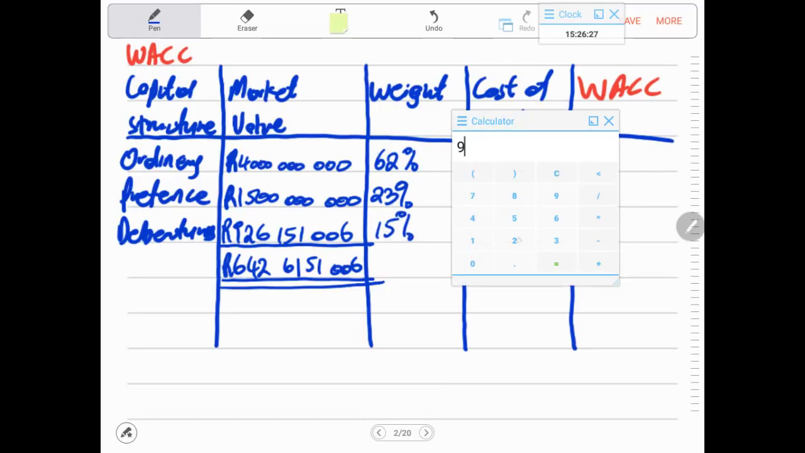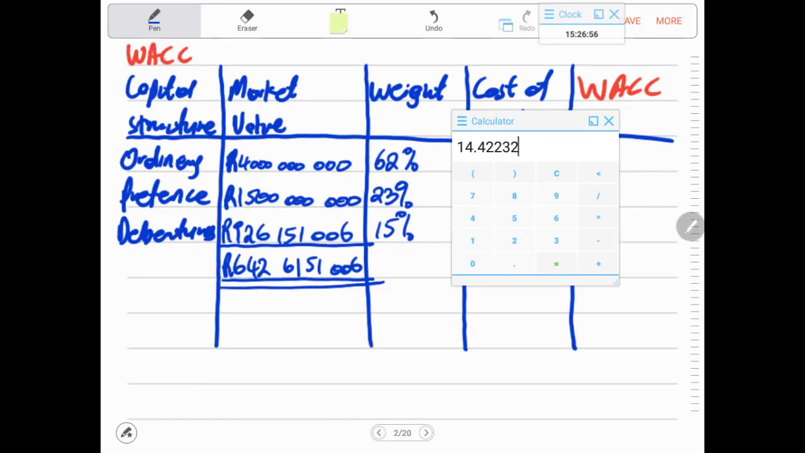Or you can say 926 151 006. Divide this by 642 6151 006, which is 14, times this by 100. Do you see we get 14.42? But we have to round it off, the last one, to be 15% so that our percentage is complete.